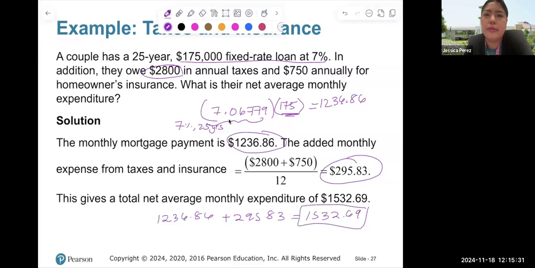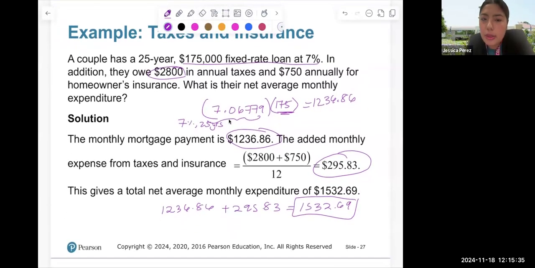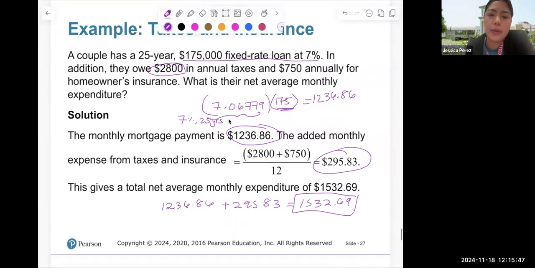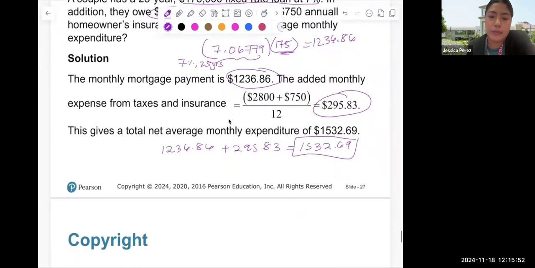And that's the solution for finding the taxes and insurance with the monthly mortgage payment. What is the net average monthly expenditure? So you're going to take your monthly mortgage payment added with the taxes and insurance. Okay. And we got the monthly mortgage payment from the table.